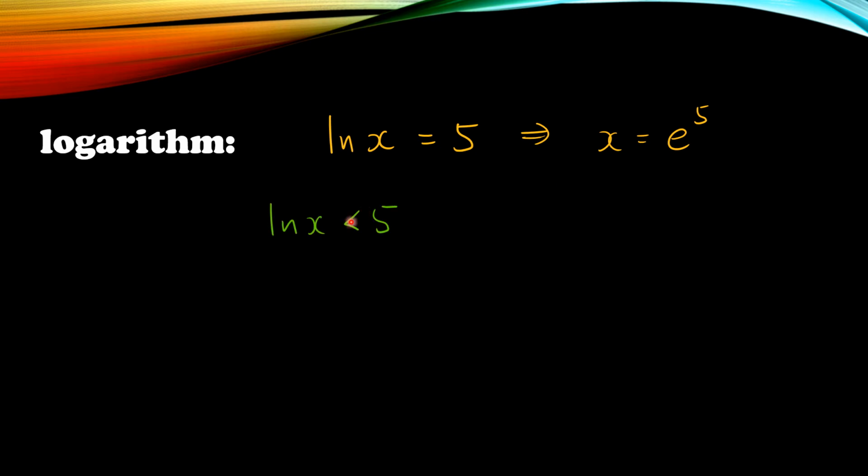Now let us look at what happens if we have an inequality, ln x less than 5. Again, a common mistake students make is they blindly apply what they learned in equality and change it into an inequality form. They will just say, therefore x will be less than e power 5. Again, this is a mistake. Why is it a mistake? I will give you an example.